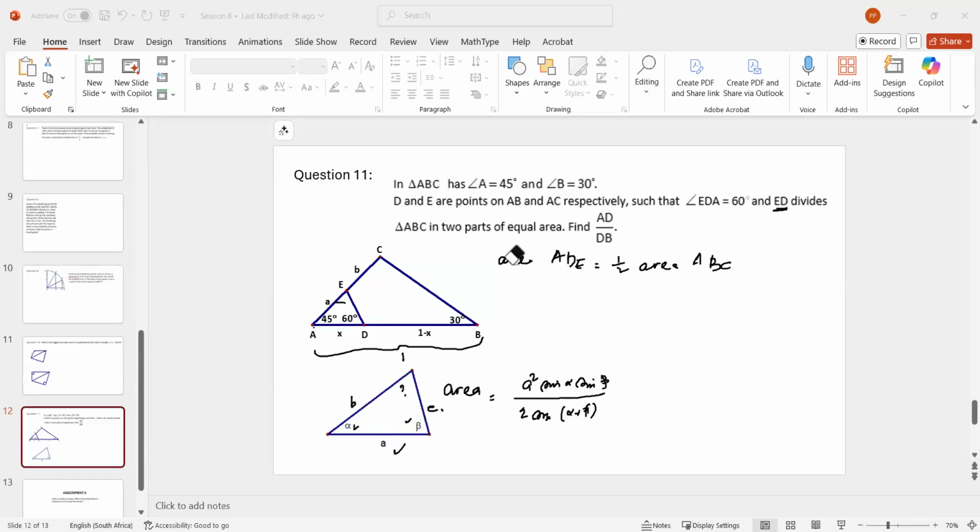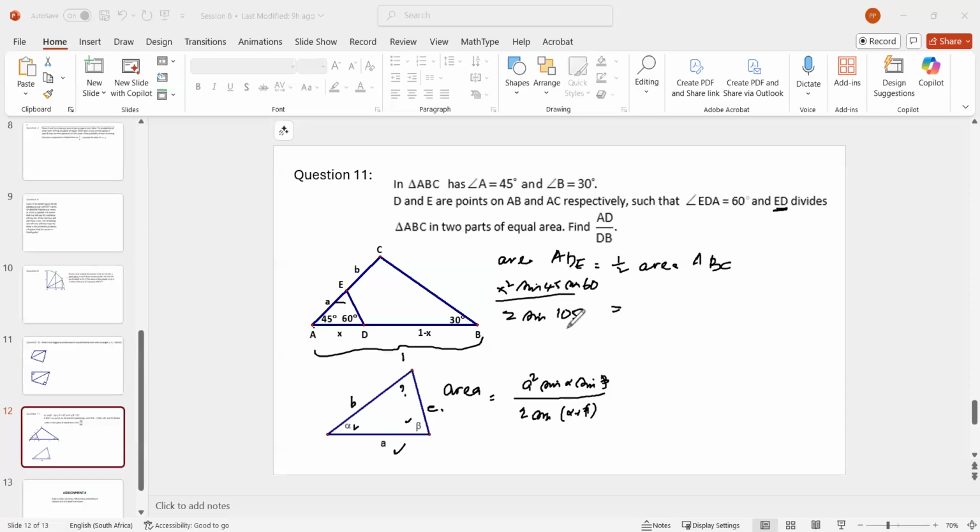So bearing that in mind, we can work out the area of ADE. The area of ADE is, okay, your side is x, so x squared. The angles are 45 and 60. So it's sine 45, sine 60, sine alpha, sine beta. And at the bottom, you've got 2 sine of alpha plus beta, 45 plus 60 is 105.